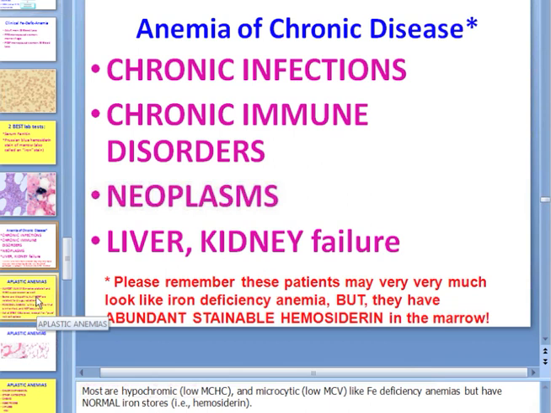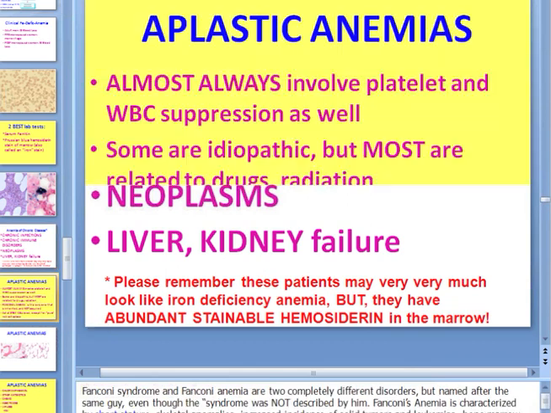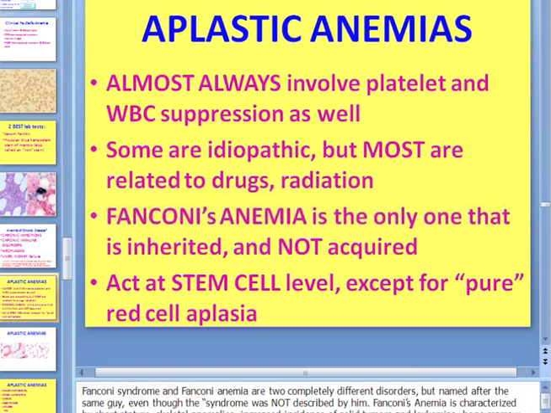Okay, now we'll talk about the last big category of anemias, those of decreased production. These are the aplastic anemias. And aplastic means A means nothing, and plastic means growth. These are anemias in which there is not much growing in the bone marrow. And most of them are secondary to common things like radiation, drugs, antibiotics, especially chemotherapy.